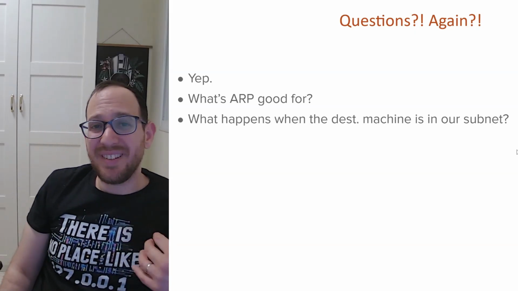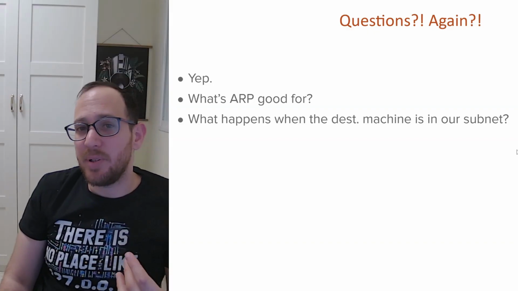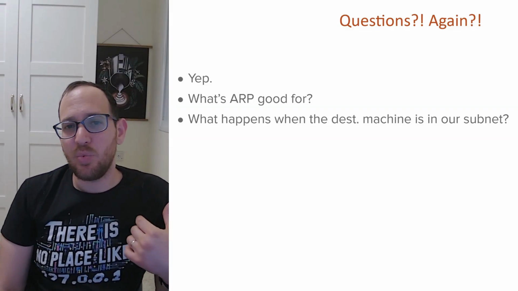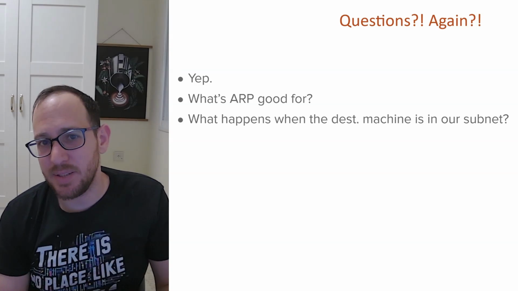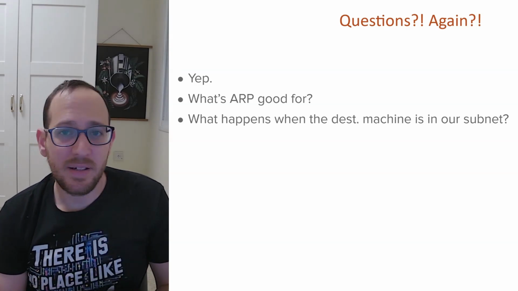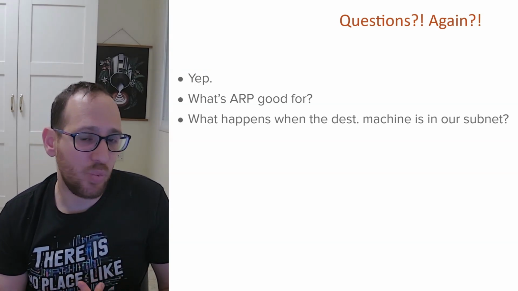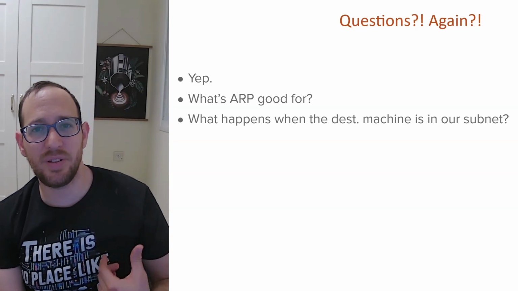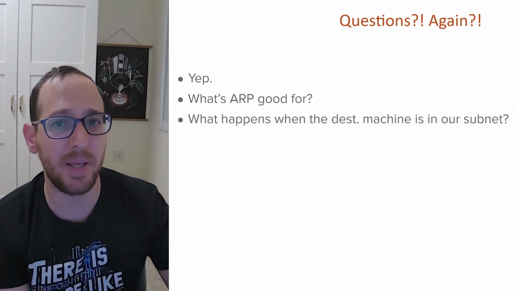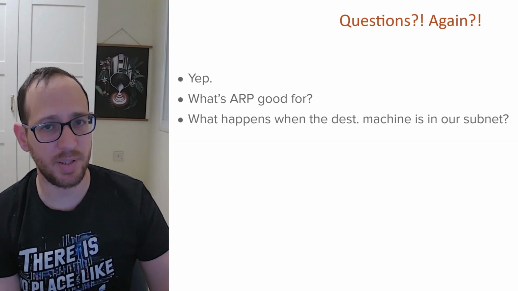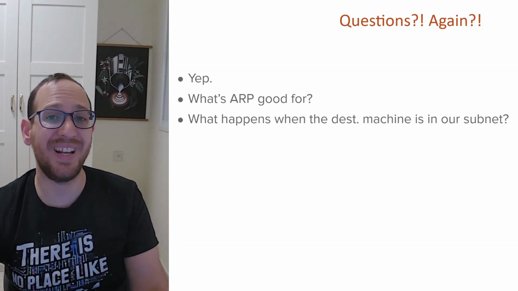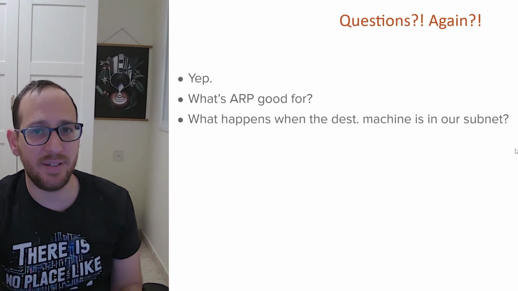What happens when the destination machine is in our subnet when we route an IPv4 packet? So when it's in our subnet, we assume that it's in our segment. Since it's in our segment, we assume we can get to it in one hop. That's the definition of a segment. So we're not going to try and send it to the default gateway to route the packet outside the subnet or outside the segment, but rather we try to send it directly via one hop to the destination address.